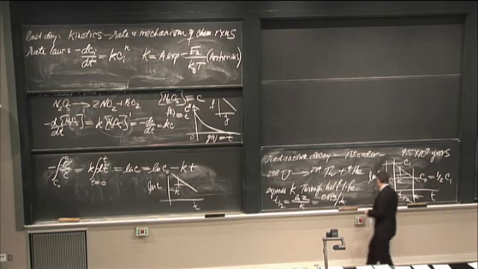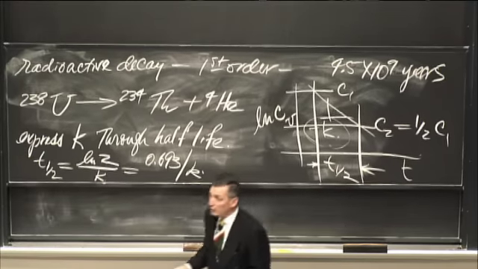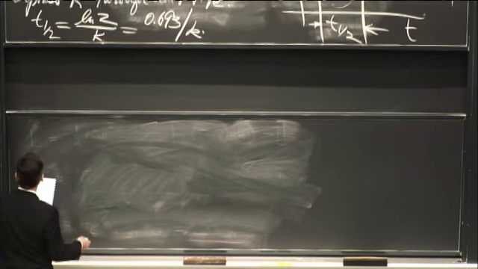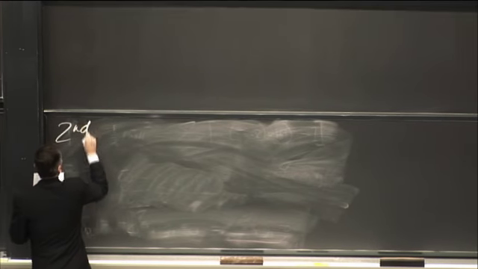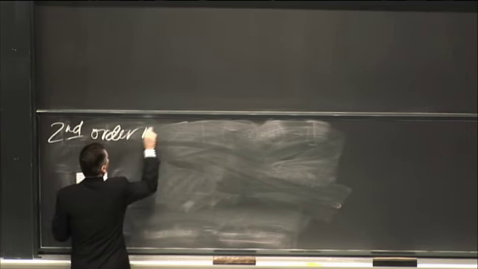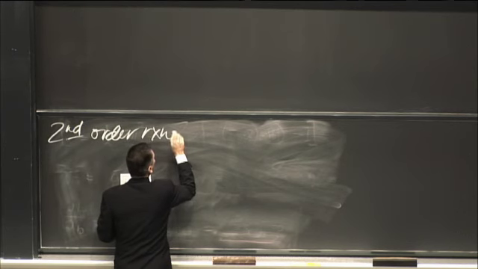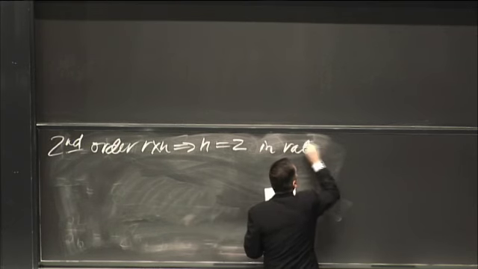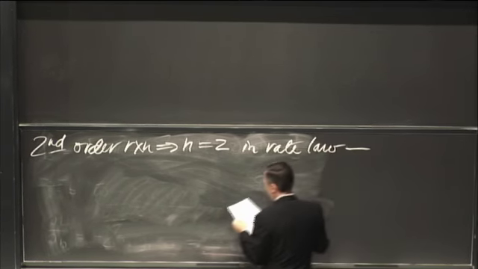All right, so that's enough about first order. Let's go look at second-order reactions. So here's an example also taken from the book. Second-order reaction, which means that n equals 2 in the rate law expression.